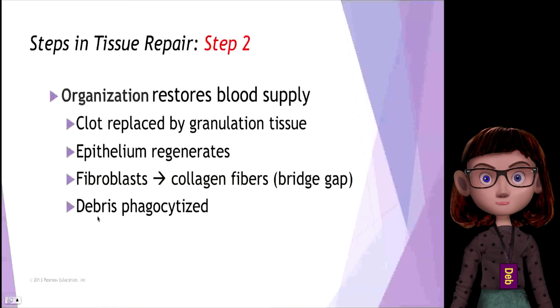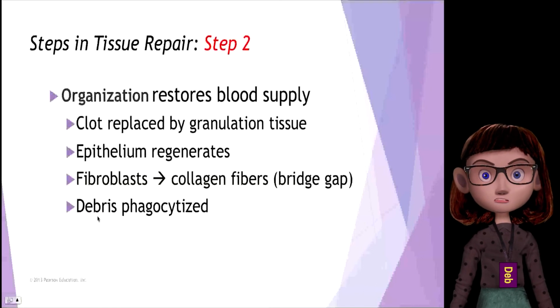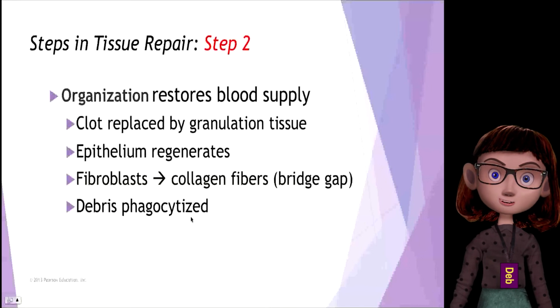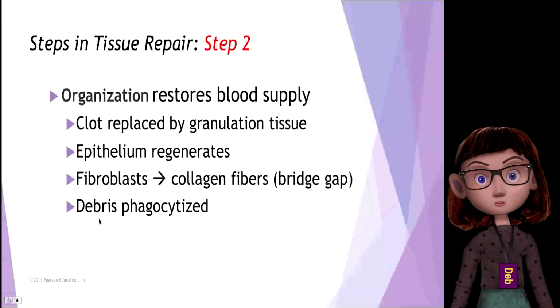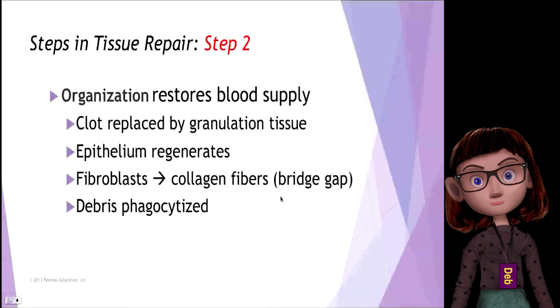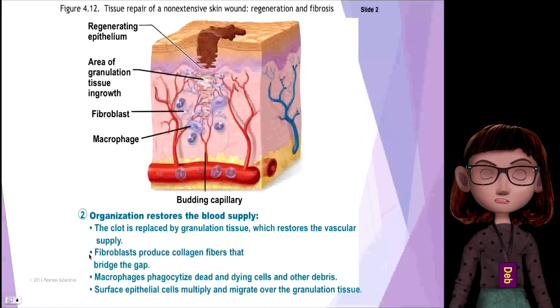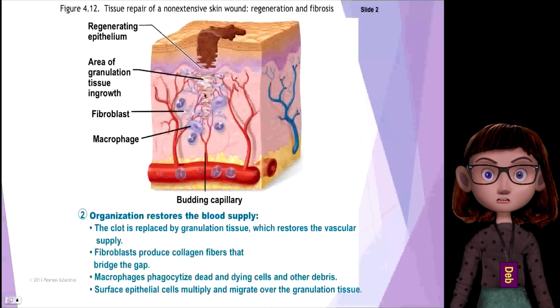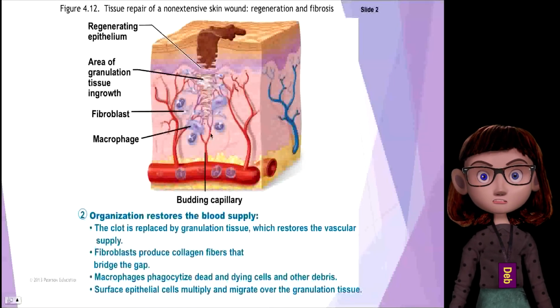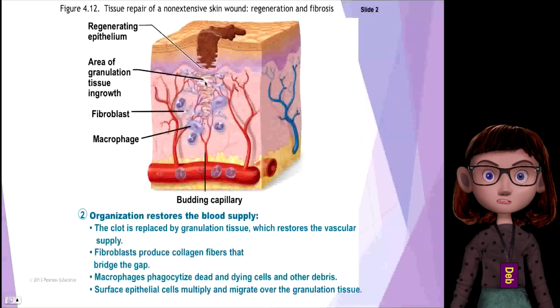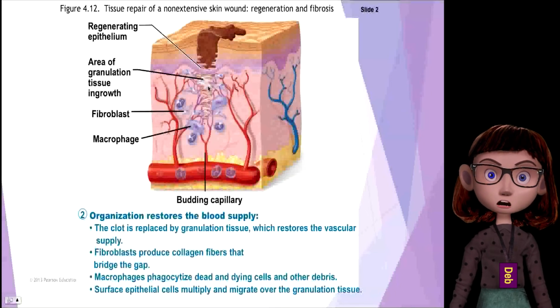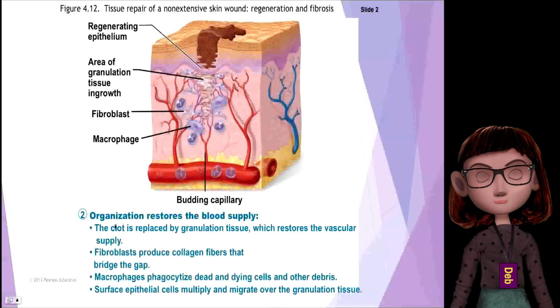Also, you'll have white blood cells, macrophages, which are going to come around to the site and phagocytize any kind of cellular debris, dead cells, any kind of bacteria, etc., that may be in the area. And this is showing you organization. It restores the blood supply. The clot's replaced by granulation tissue, which they're showing you right here. It restores the vascular supply.